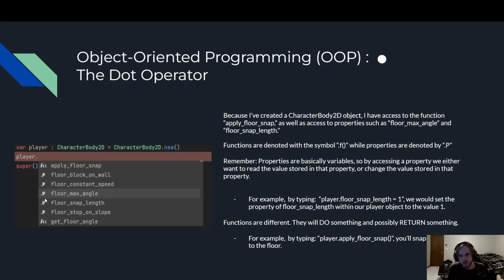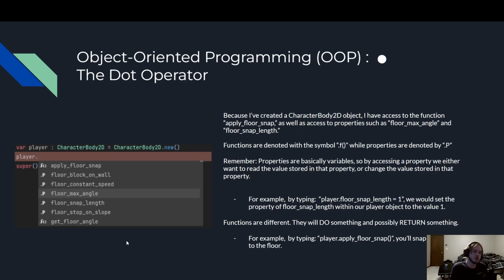Functions you need to use like functions. Properties can be used like variables or arguments, like variables or objects. So remember, properties are basically variables. By accessing a property, we either want to read the value stored in that property, or we want to change that value stored in that property.